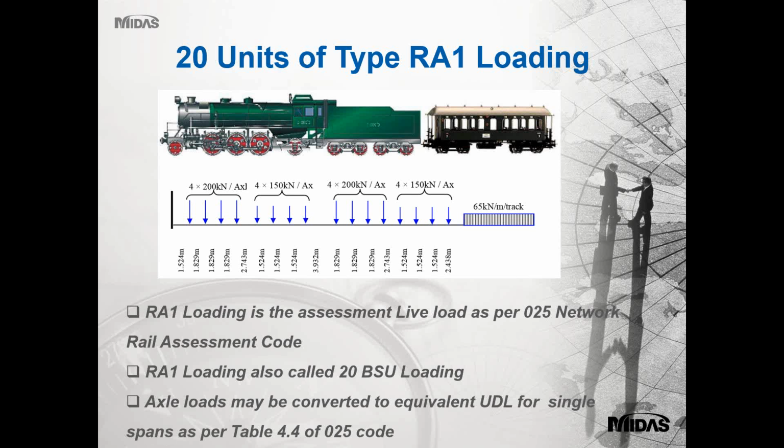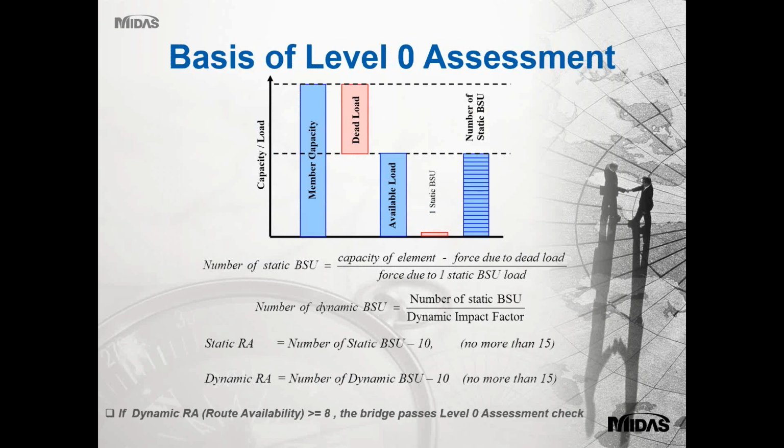So the most important aspect of the assessment is the live load. The live load that we consider for the assessment is known as the RA1 loading. As shown here, it's equivalent to 20 British Standard unit loading, and this is as per the 025 Network Rail Assessment Code. Now this set of point loads, which you can see on the screen, can also be idealized as an equivalent UDL as per the table given in the assessment code. So sometimes we do use the UDL for assessment because it's simpler and less complicated.